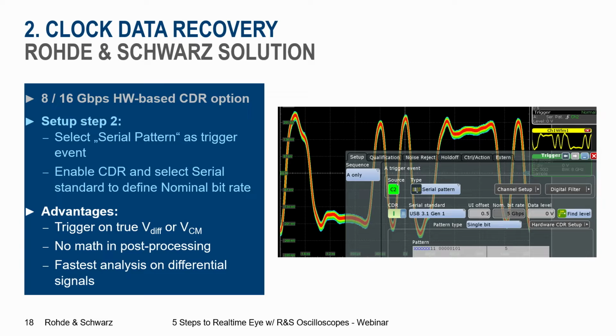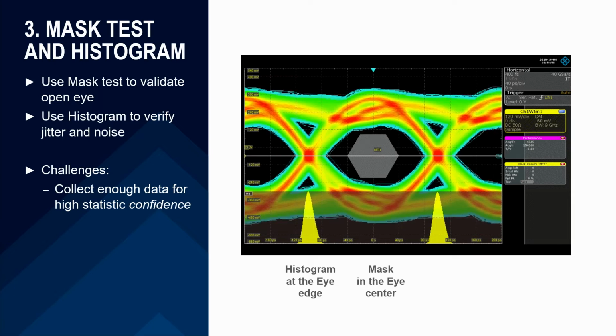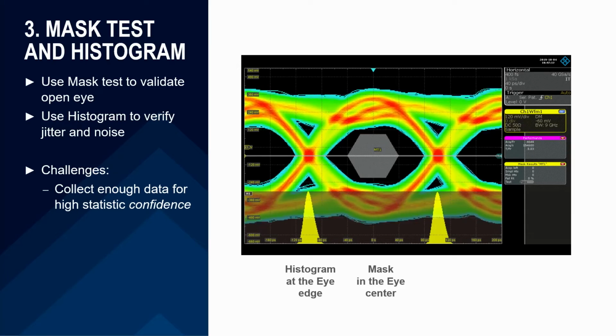After the second step, setting up the trigger, we come to the third step, which is about the analysis tools. If I have an eye diagram, I want to look for jitter, I want to look for noise, I want to look also for an open eye. Two important tools that you can apply here are the mask, which you see in the diagram in the middle as the gray area, and on the left and right side, the histogram. With the histogram, you can look at the jitter. If you apply the histograms in the vertical, you can look at the noise. And with the mask test, I can look at an open eye and do the verification there.